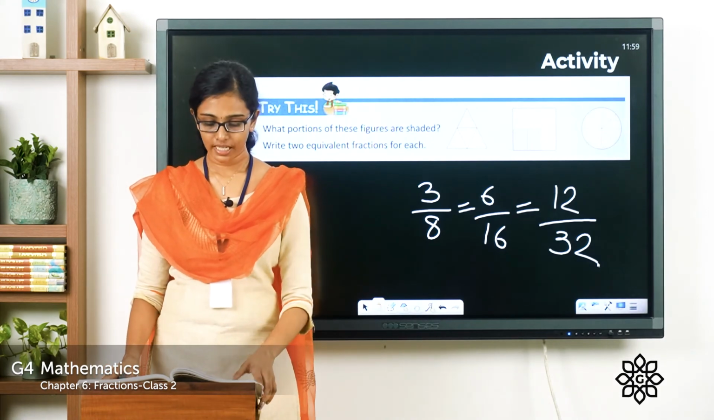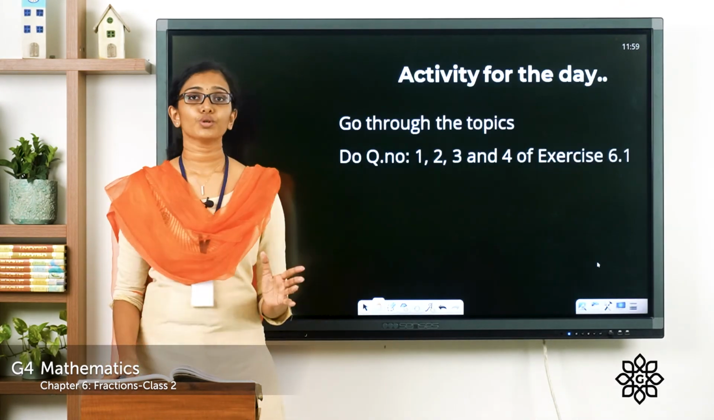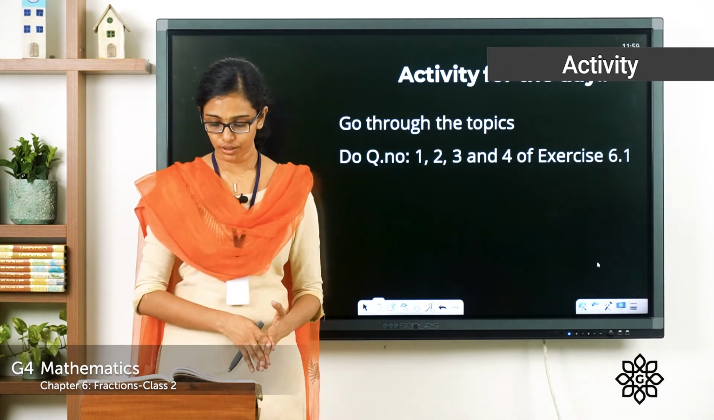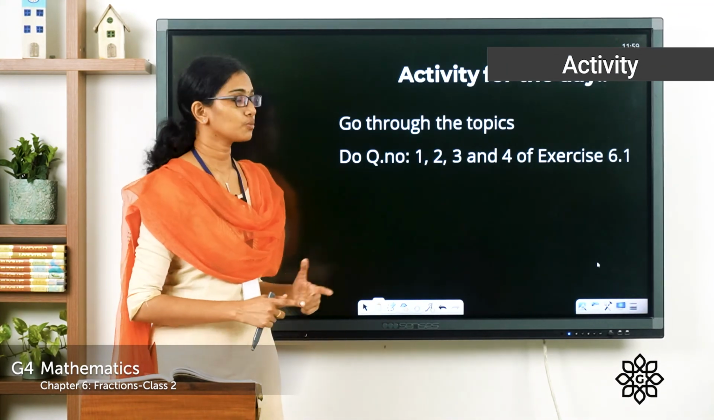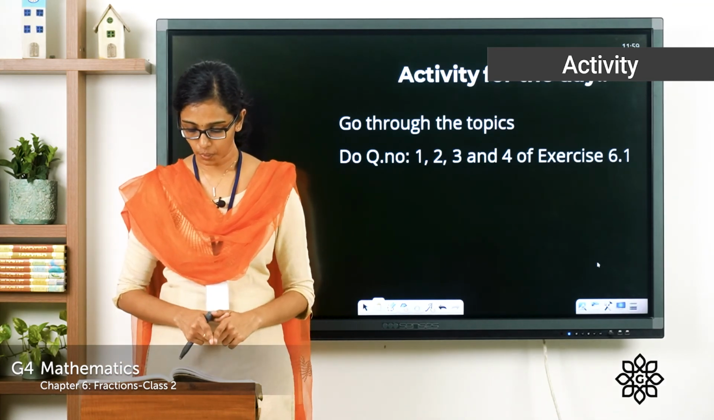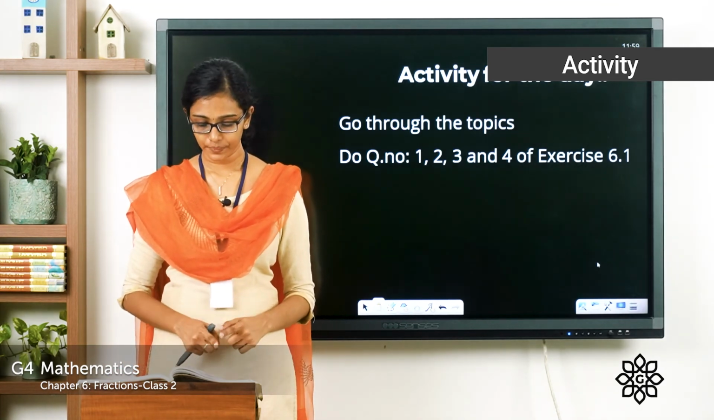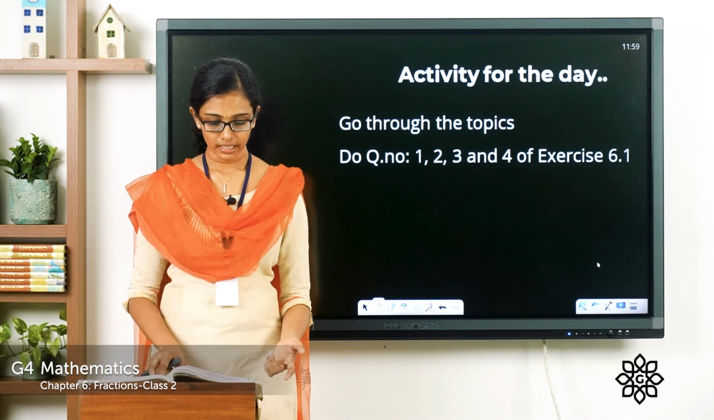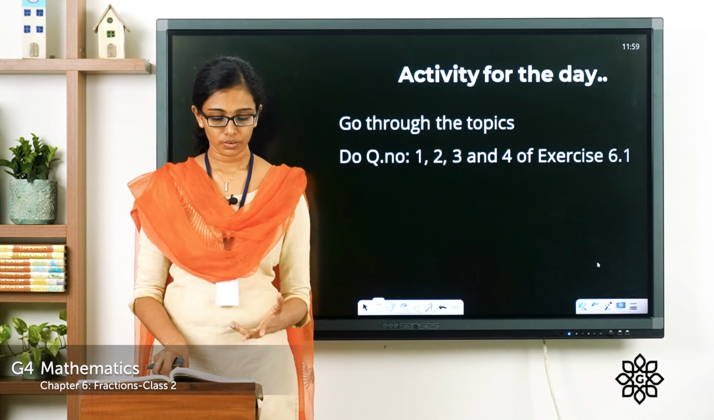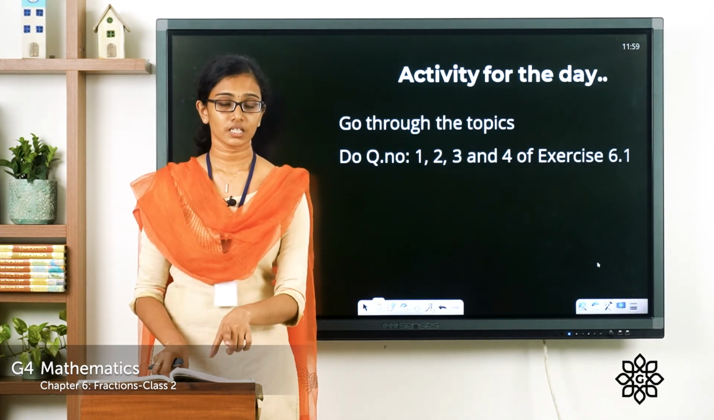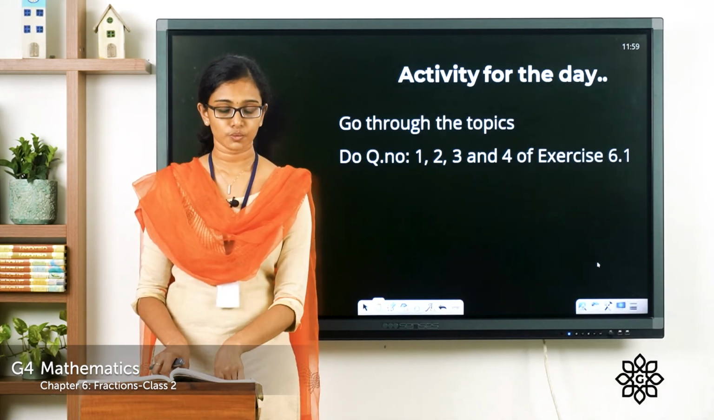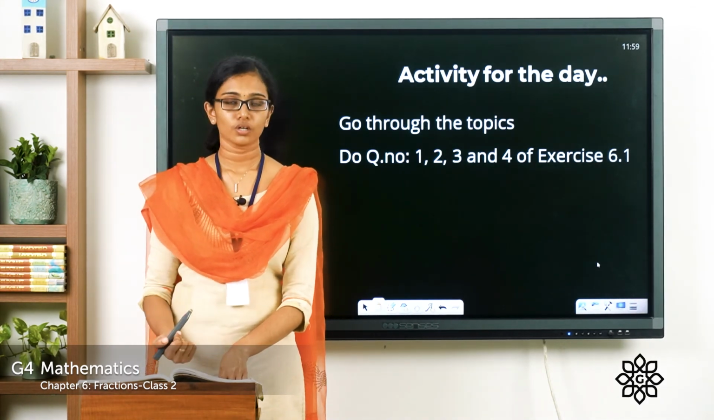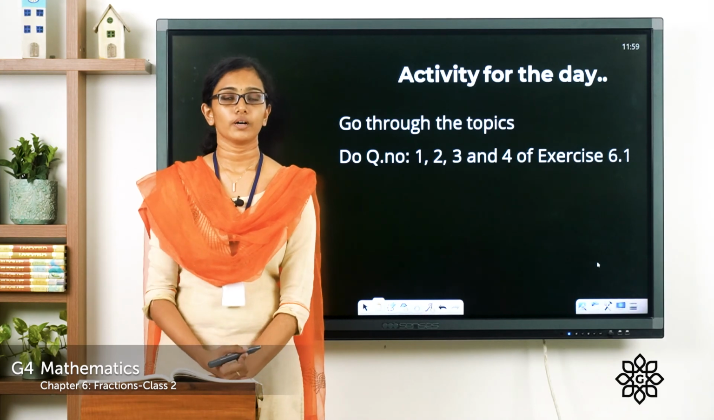So I hope these are clear to you and you have to go through all these topics once again, which is in page number 82 and 83. Then you have to move on to exercise 6.1, which is in page number 83. You have to complete question number 1, 2, 3 and 4. For the questions which are given spaces in the textbook, you can work out in the textbook itself. The other questions you have to note down in your notebook and work out.